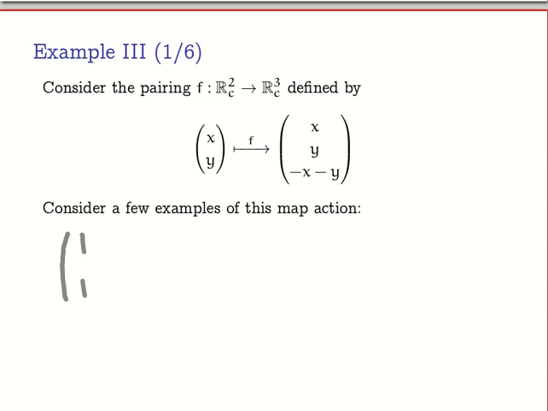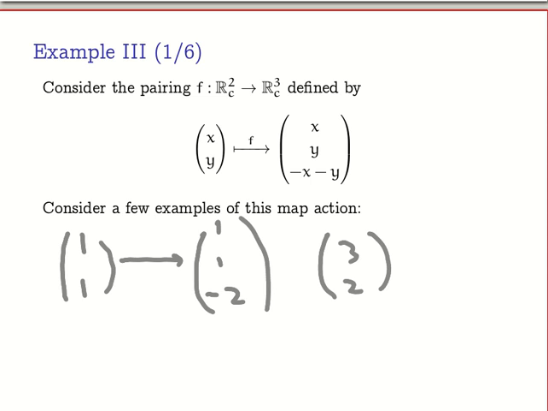Let's say that we have (1, 1). What does that go to? Well, (1, 1) is going to get mapped to (1, 1, ...), because x and y are still 1, but then that's going to be minus 2. Another example would be (3, 2) getting mapped to (3, 2, minus 2 plus minus 3, which is minus 5). Those are just a few examples to make things concrete.